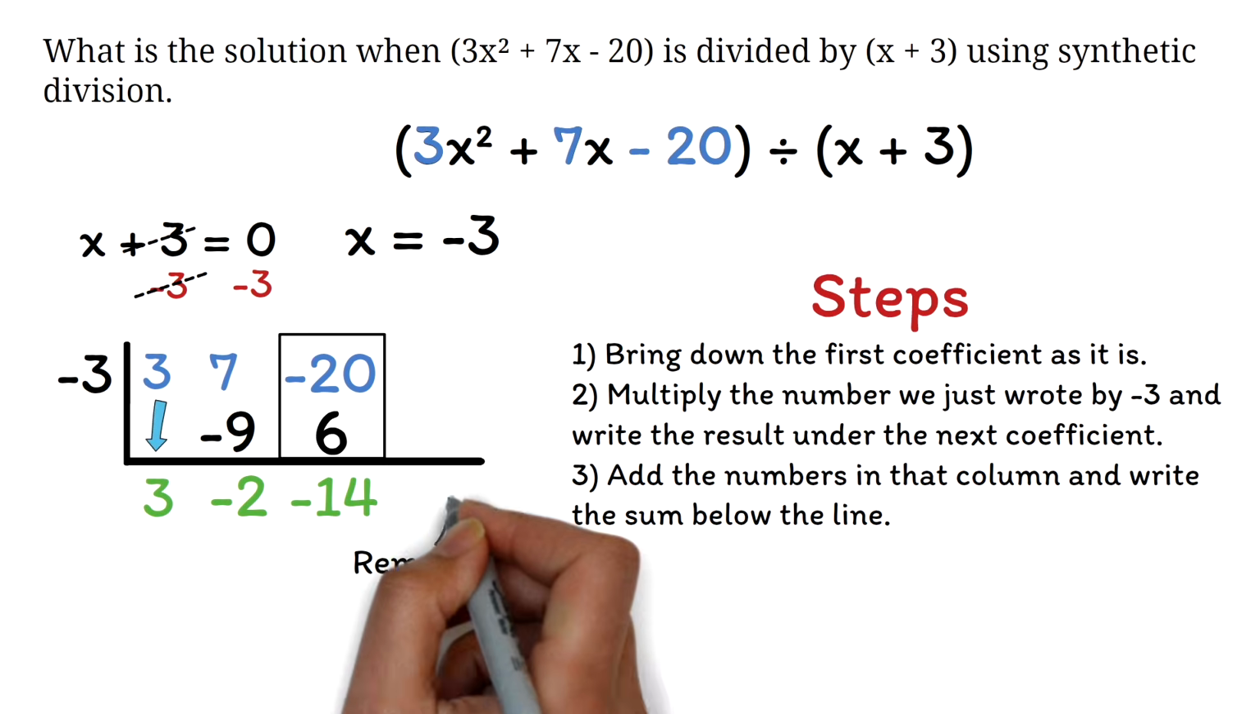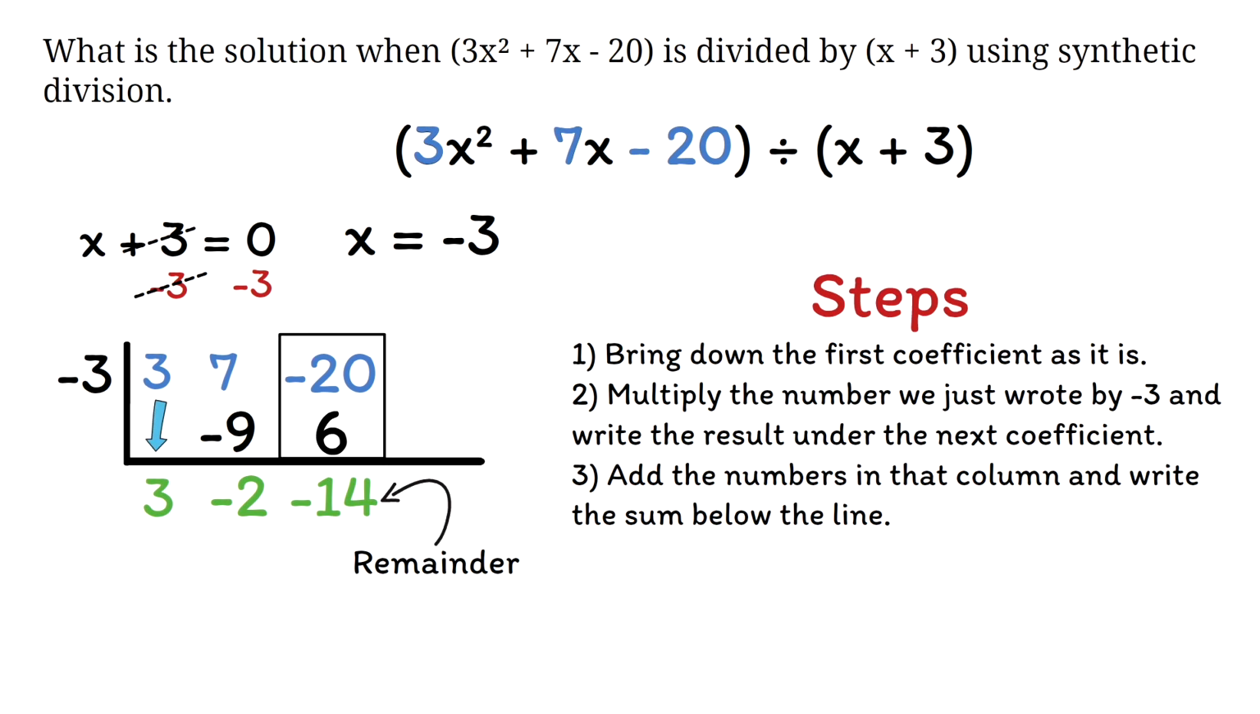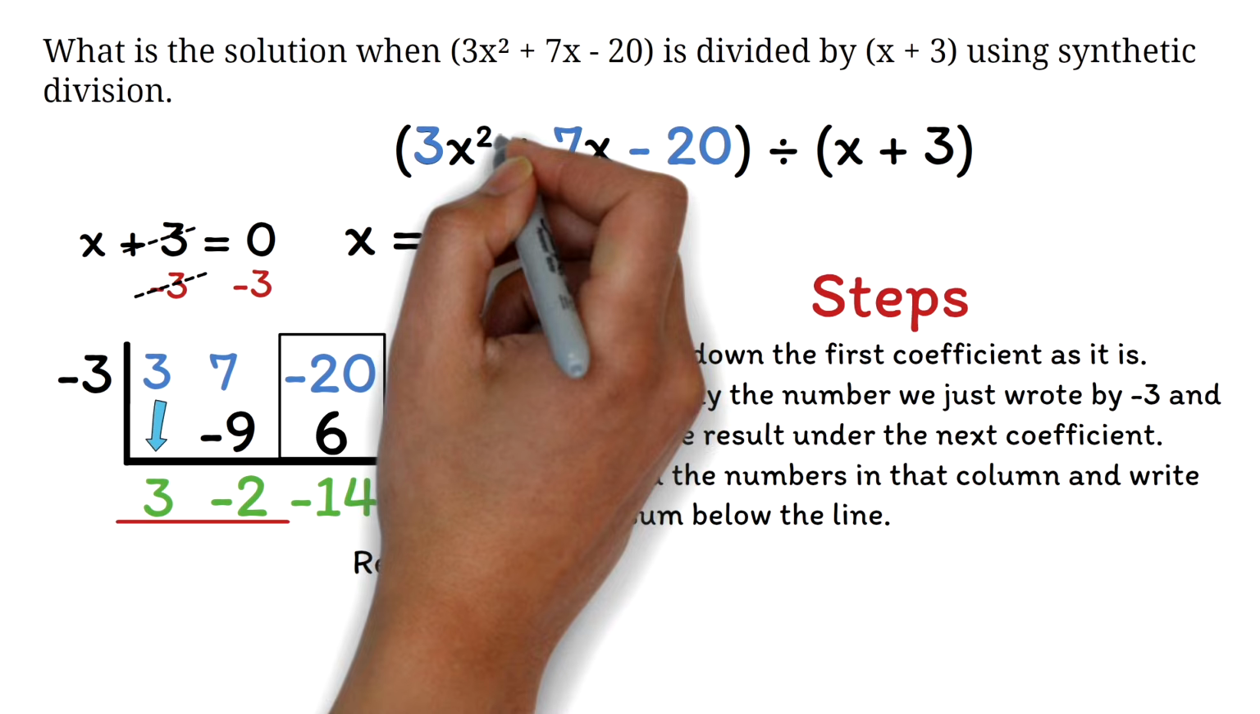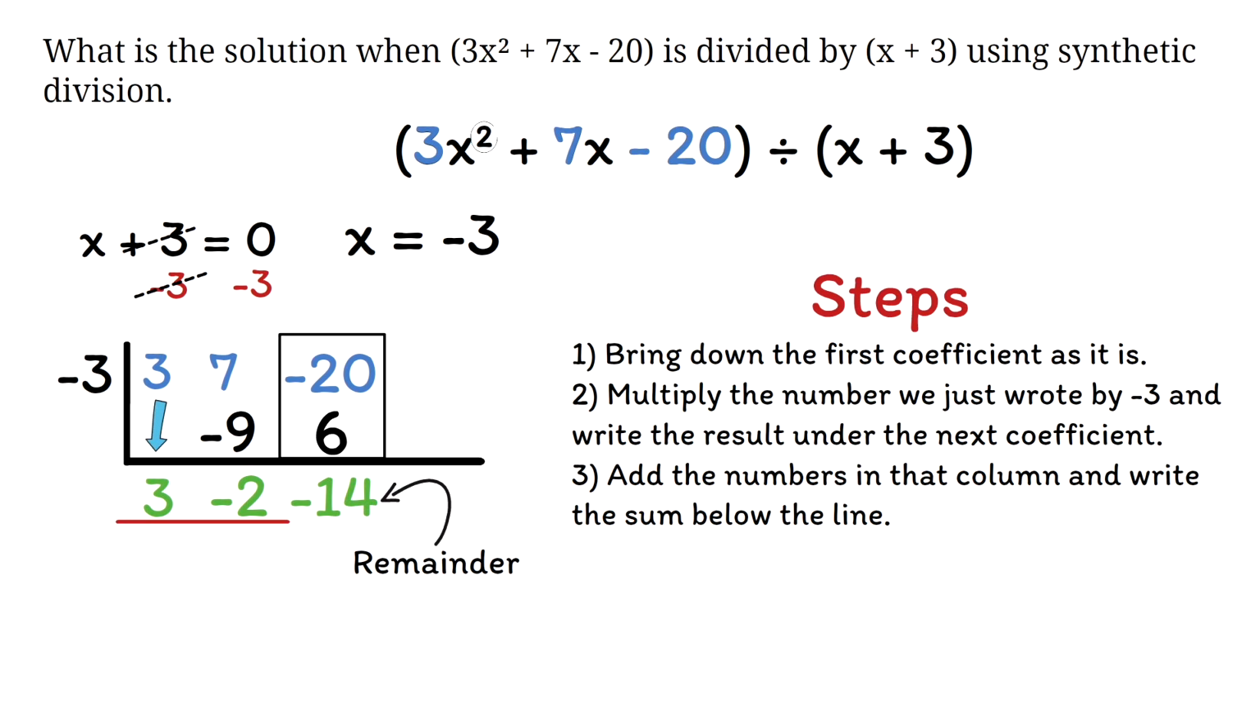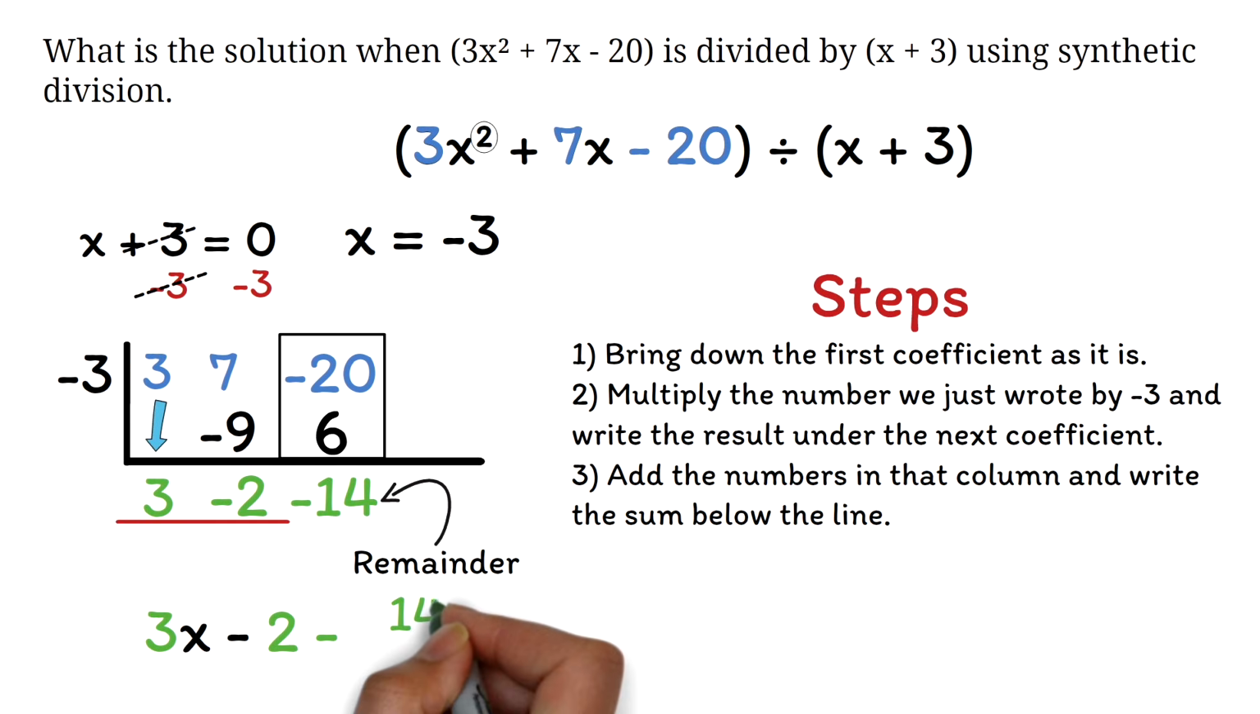Now notice that the remainder of the synthetic division is not 0, but negative 14. Whenever our remainder is not 0, we divide the value we get by our divisor polynomial and add it to our final answer. Now, since the original polynomial has degree 2, our final answer will have a degree of 1. Thus, our final answer would be 3x minus 2 minus 14 divided by x plus 3.